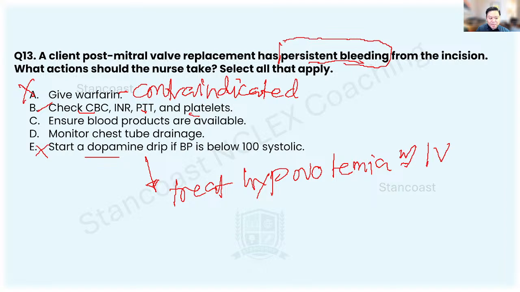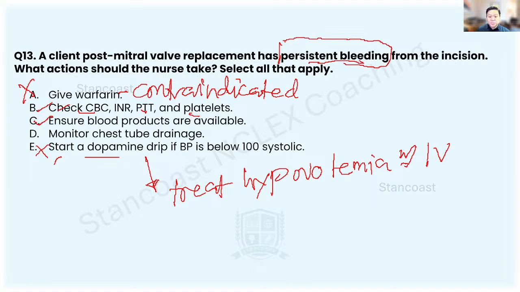That is the explanation why E is wrong. We're not going to immediately start a dopamine drip if blood pressure is below 100 systolic. We're going to have to treat the hypovolemia first. So what would be the correct answer here? We're going to have to check the CBC, the INR, the PTT, and the platelets. And we're also going to ensure that the blood products are available.